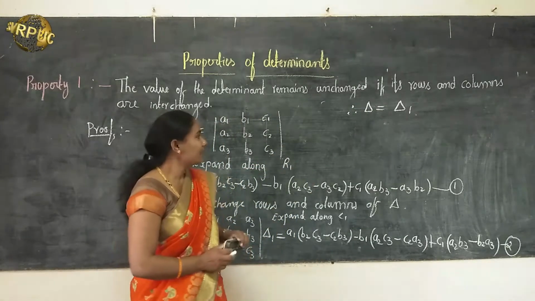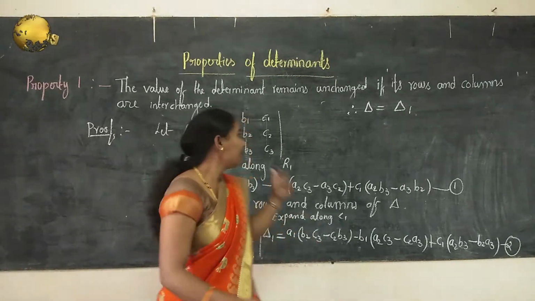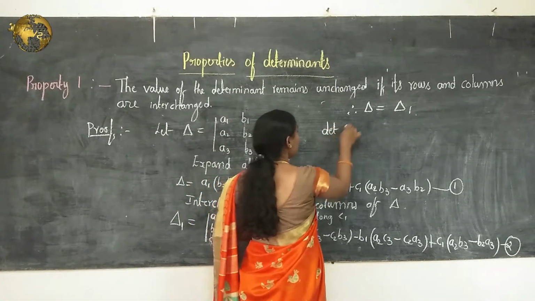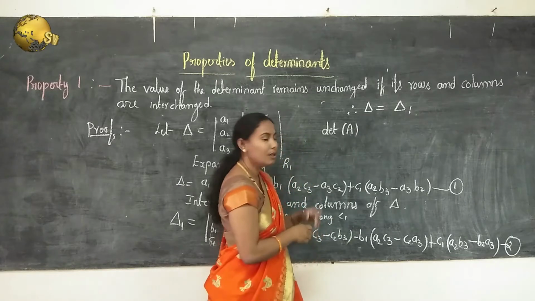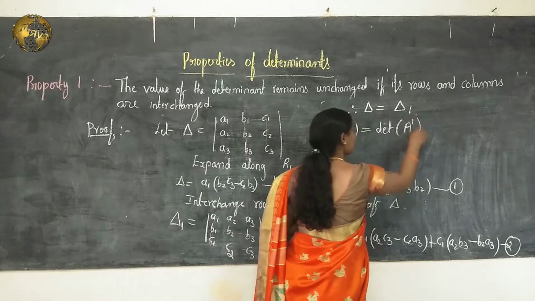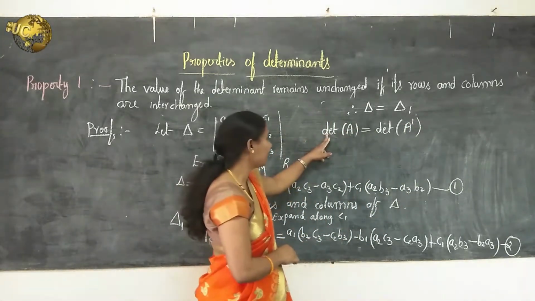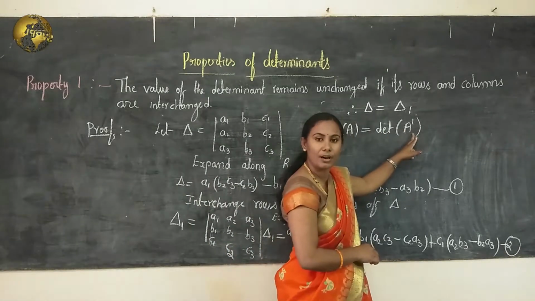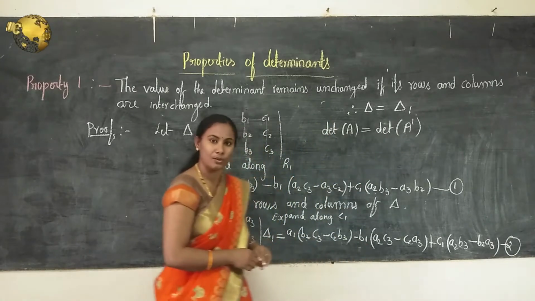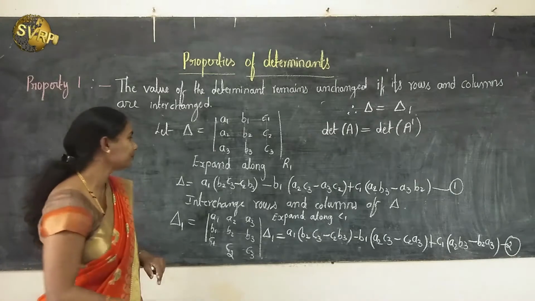Let me take one example for this. So before going to example, you can also write it as determinant of A is equal to determinant of A transpose. Okay, this we can say from this property. So determinant of A is equal to determinant of A transpose. That means transpose of a matrix. Next we will go for the example.